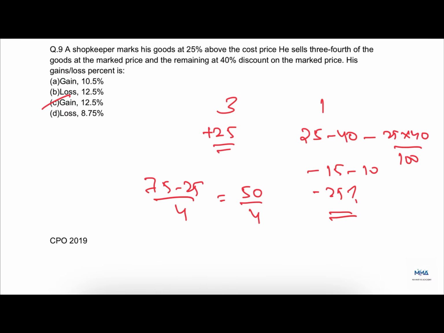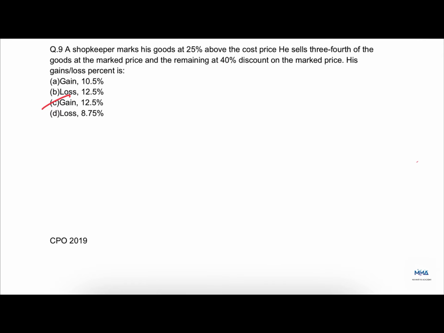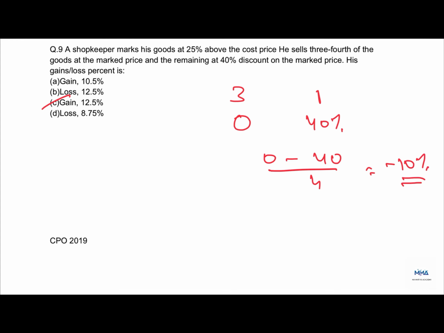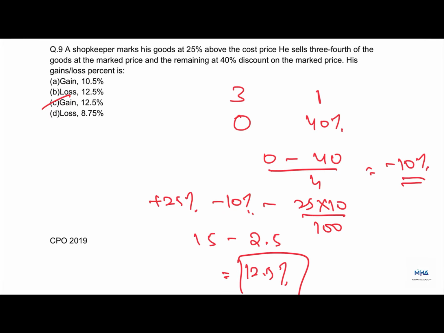Or we can use a slightly different method in order to solve the same question, which is to find out the resultant discount in the first place and then solve it. So for the first three parts of the goods, discount is going to be 0%, and for the remaining one part, discount is 40%. So the resultant discount is going to be 0 minus 40 by 4, which is minus 10%. We know the price of the goods is marked 25% high, and you get a discount of 10%. So 15 minus 2.5 is going to be 12.5% of profit.